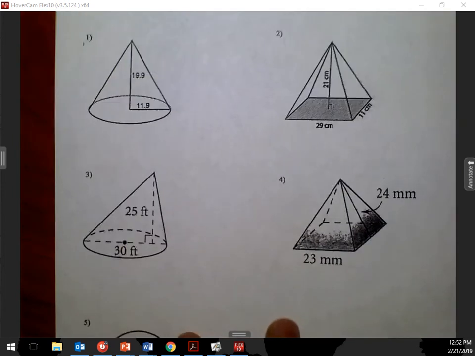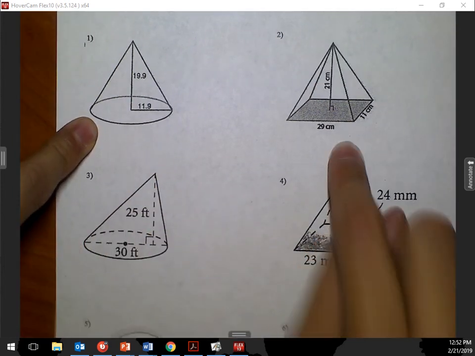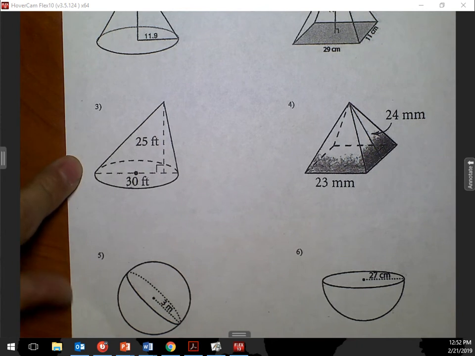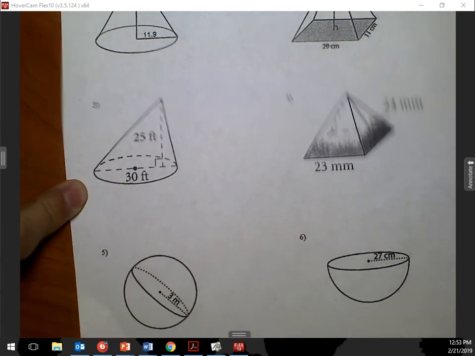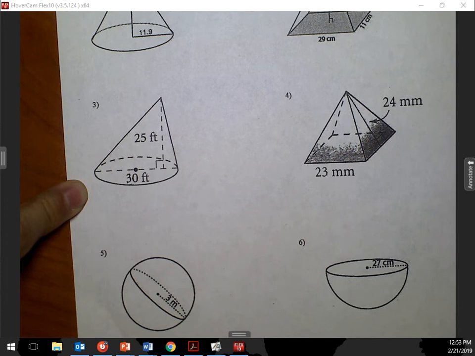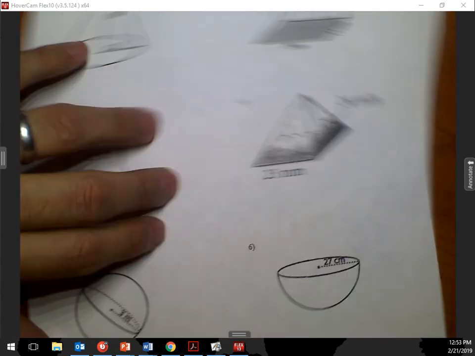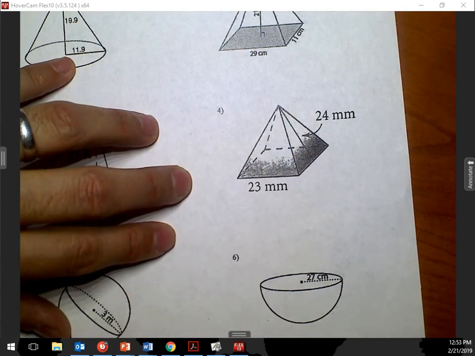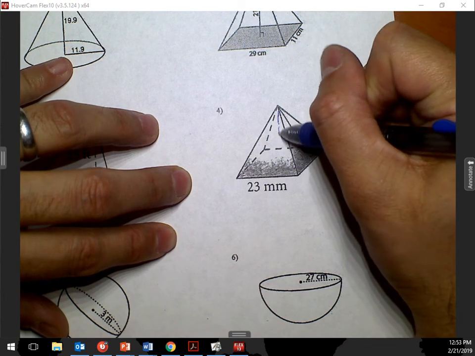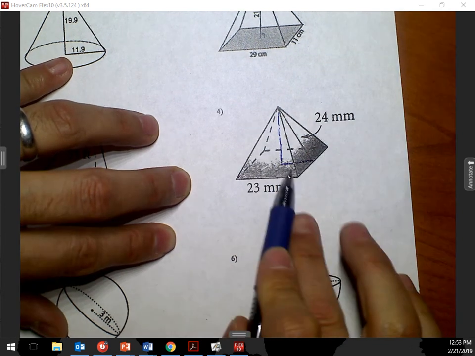Okay, so watch this. Regular cone, regular pyramid. Now, for this cone right here, what's the radius? 15. What's the height? 25. Same formula. Number 4: this one right here has a slant height, so you have to do this first. You have to try and find the height.